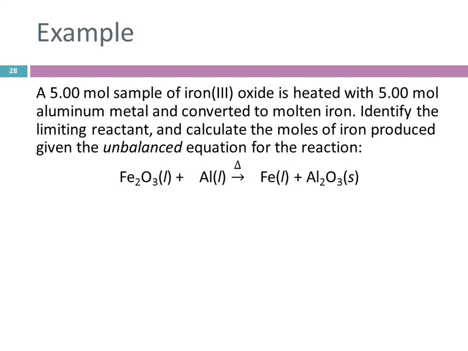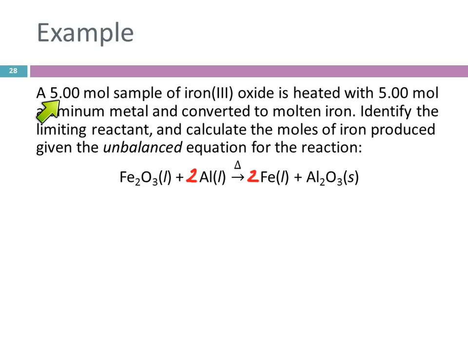A 5 mole sample of iron(III) oxide is heated with 5 moles of aluminum metal. That gets converted to molten iron. Identify the limiting reactant and calculate the moles of iron produced, given the unbalanced equation. Okay, balanced equation. I'm tired of balancing equations, but I'm going to do it anyway. So 2 aluminums, so I need to put a 2 here. And I have 2 irons, and I only have 1 over here. And then there's 3 oxygens and 3 oxygens. Phew, that worked out. Okay, there we go.